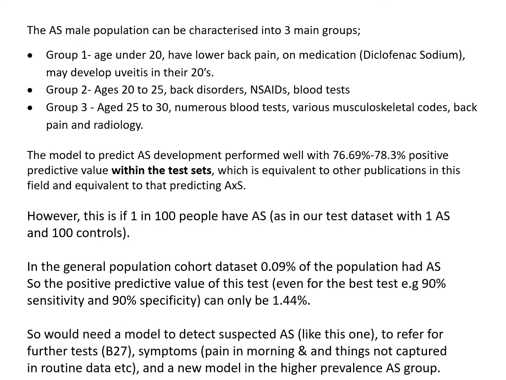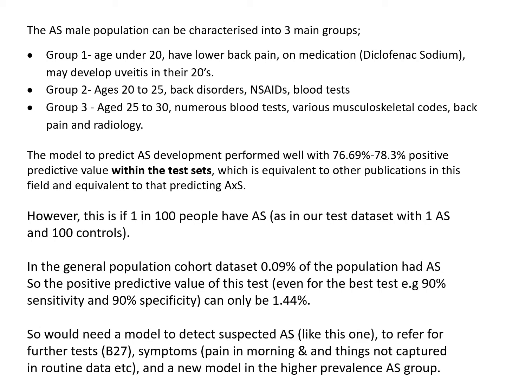So we end up with something like, in the AS male population, there were three main groups. Those under the age of 20 who had lower back pain from a young age and were on medication for pain, and many of these also had developed uveitis in their 20s. Group 2 were people aged between 20 and 25 who'd had back disorders, had been on many NSAIDs and had many blood tests. Group 3 were those aged 25 to 30 who'd had numerous blood tests, various musculoskeletal codes, clear back pain codes, and had had radiology.